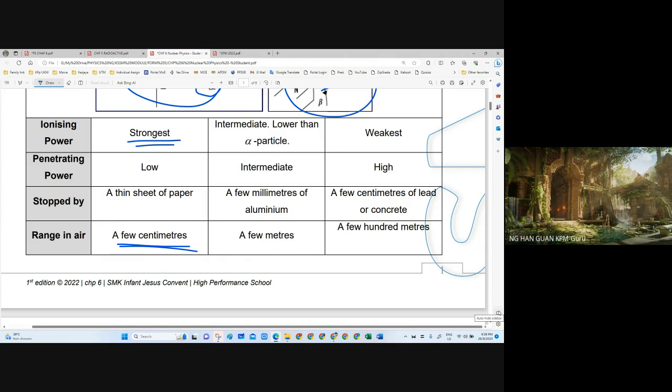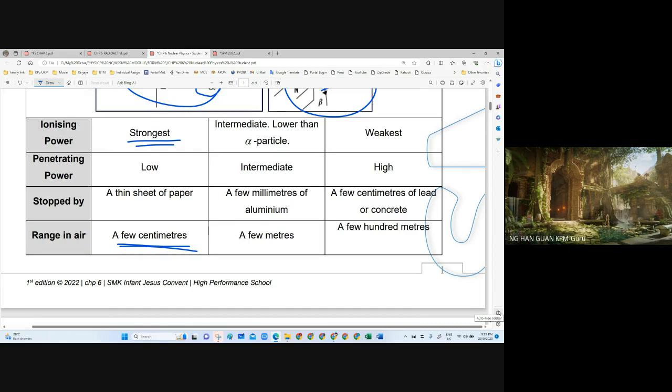Okay. But the more dangerous one is the gamma ray. So actually we have to prevent the gamma ray leakage from our container that keeps the radioactive source. Gamma ray is the dangerous one because gamma ray has a strong penetrating power. It can only be blocked by a few centimeters of lead or concrete. So that's why for our radioactive source, we have to keep it inside a container made of lead or concrete, right? Only then can we try to prevent the penetration of the radiation.